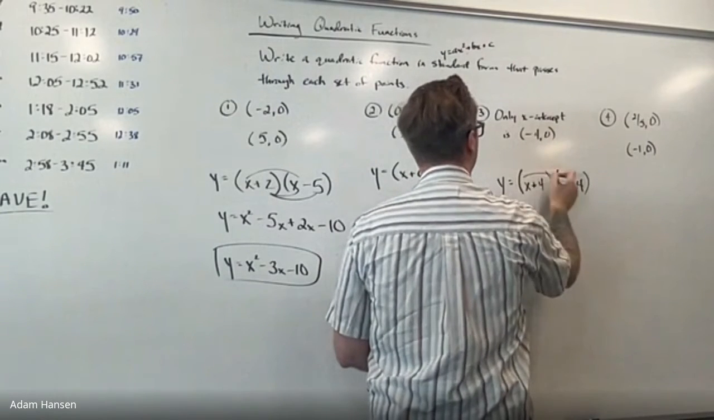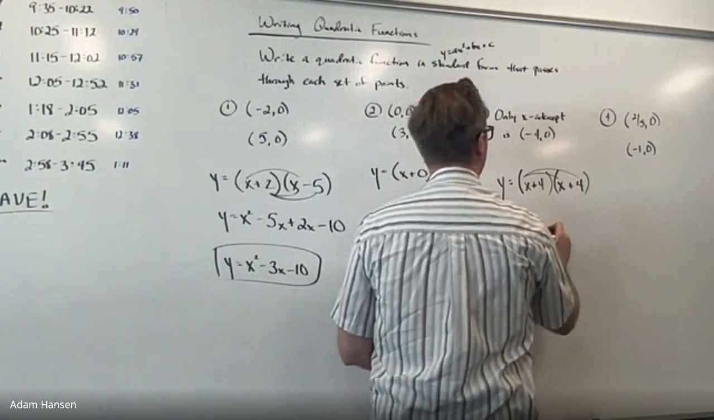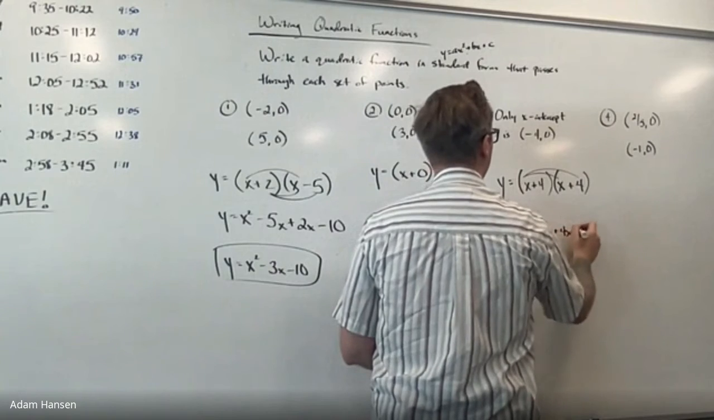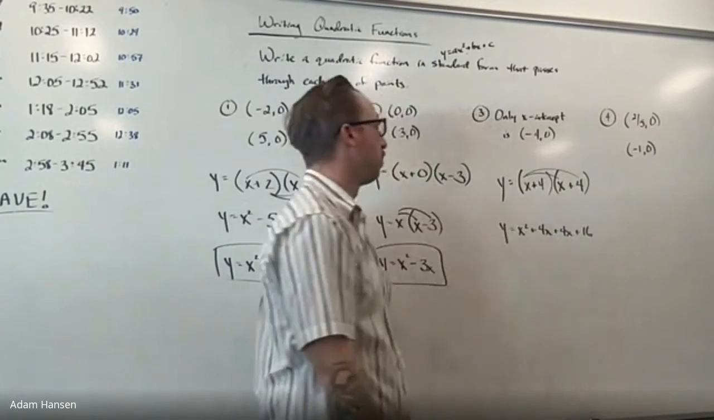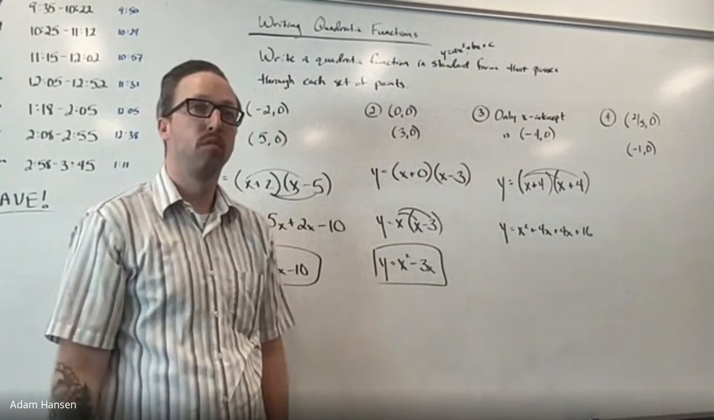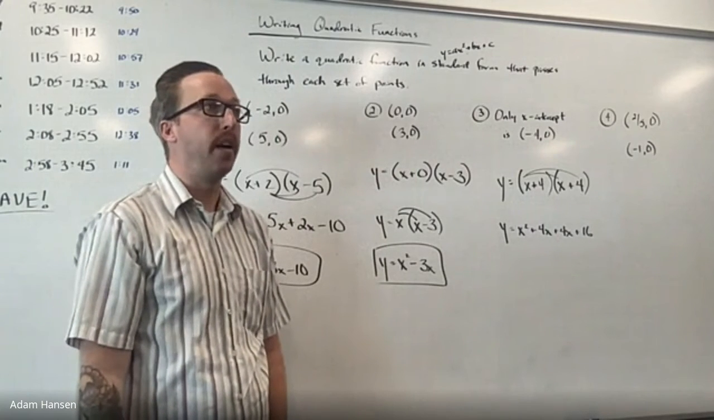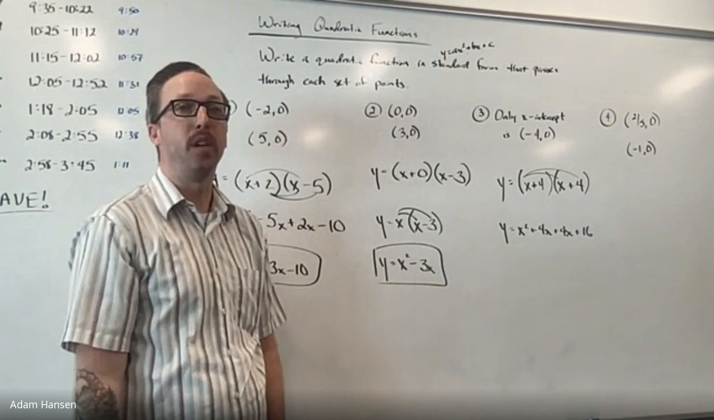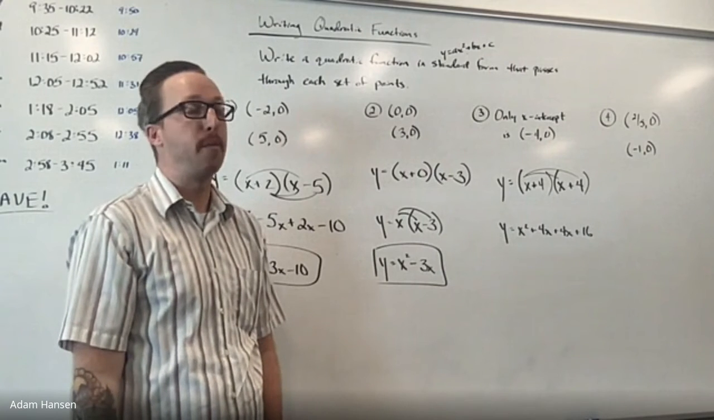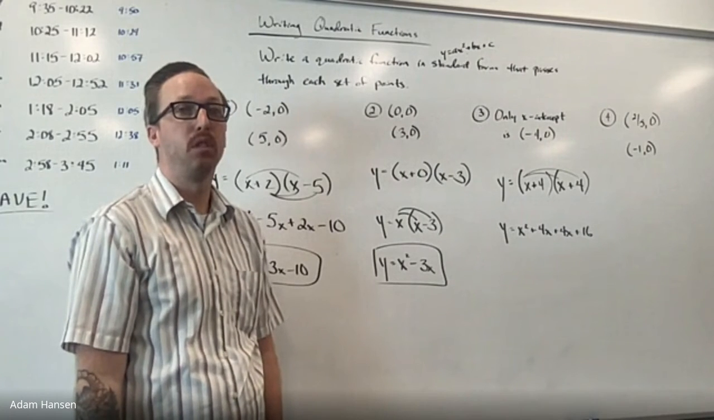So what if the only intercept given was a y-intercept? I could have lots of parabolas that only have one y-intercept. Every parabola has to have exactly one y-intercept.